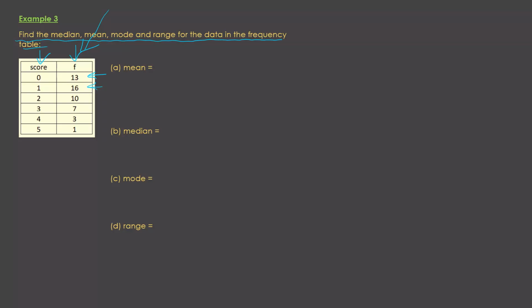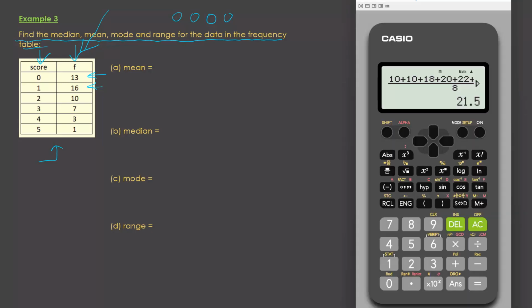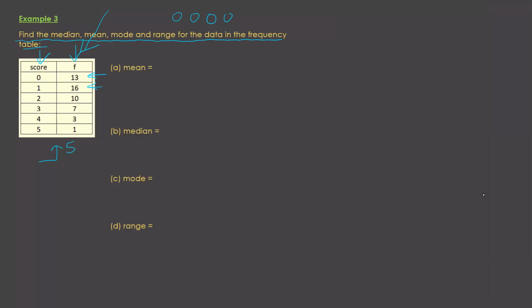You could write all of the data out by starting to write 0, 0, 0, 0, and so on 16 times, but we can work out the information we want from the table. What we do need first is the sum of the frequencies, so we know how many pieces of data we have. So 13 add 16 add 10 add 7 add 3 add 1 means that we have 50 pieces of data here.